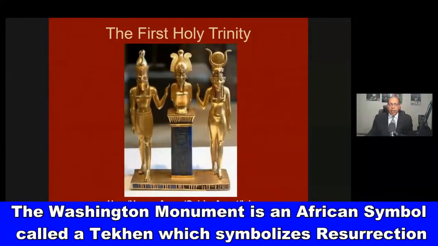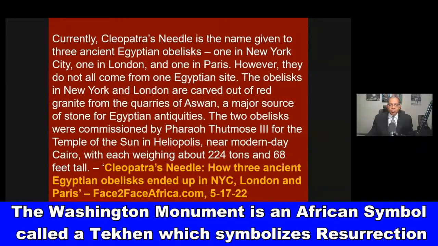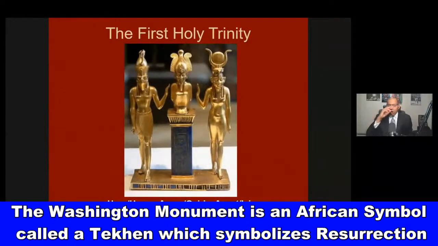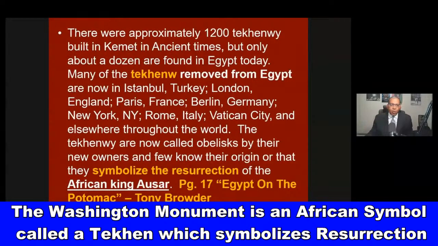And the tekken, or the obelisk, comes from the story of Asar, Aset, and Heru, who the Greeks called Osiris, Isis, and Horus. There were approximately 1,200 tekkenu built in ancient Kemet, but only about a dozen are found in Egypt today. Many of the tekkenu removed from Egypt are now in Istanbul, Turkey, London, England, Paris, France, Berlin, Germany, New York, Rome, Italy, Vatican City, and elsewhere throughout the world. The tekkenu are now called obelisks by their new owners, and few know their origin or that they symbolize the resurrection of the African king Asar, who the Greeks called Osiris.